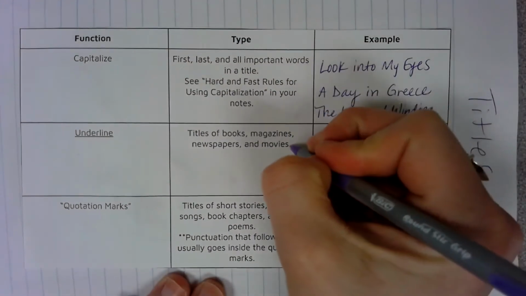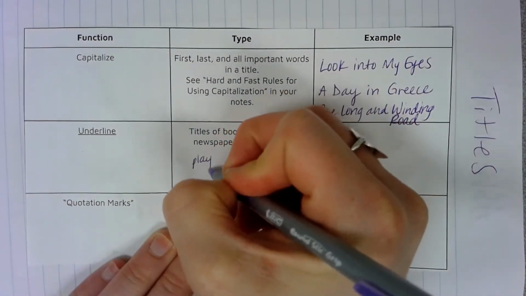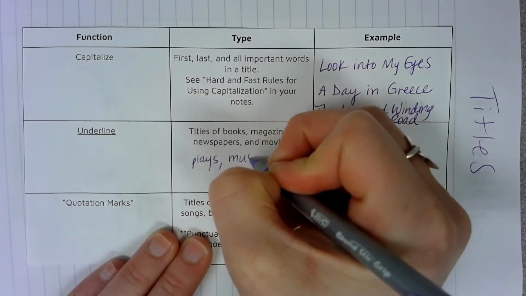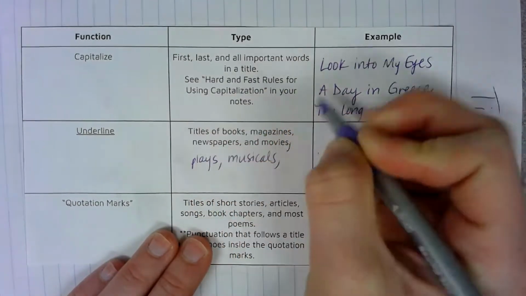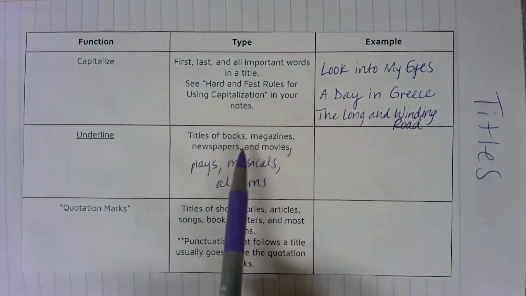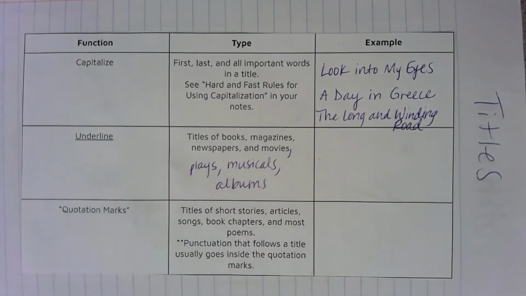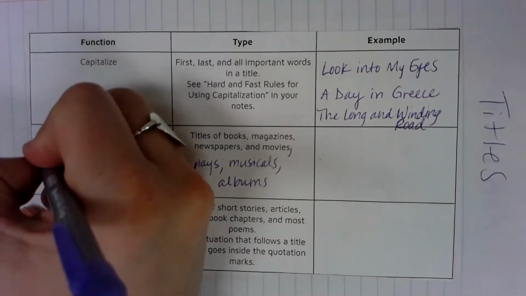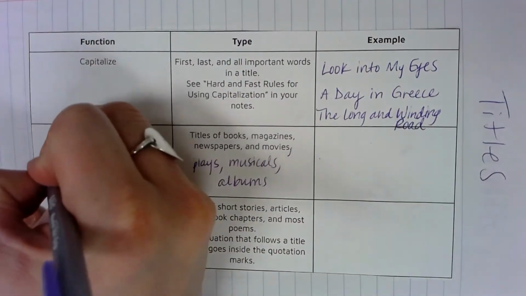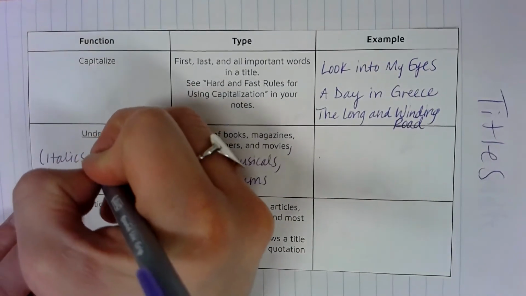So we're going to add a few more to this. I'm going to put comma here, and I'm going to do plays, comma, musicals, comma, and albums. So titles of books, magazines, newspapers, movies, plays, musicals, and albums are usually underlined. And I'm going to say usually because if you're typing out something, or a title of these, you put it in italics.